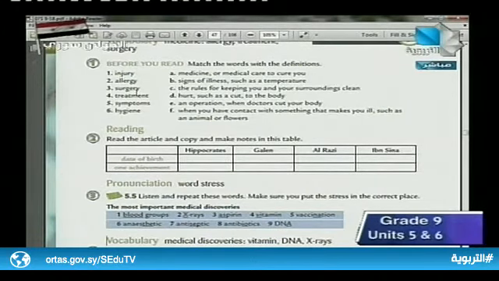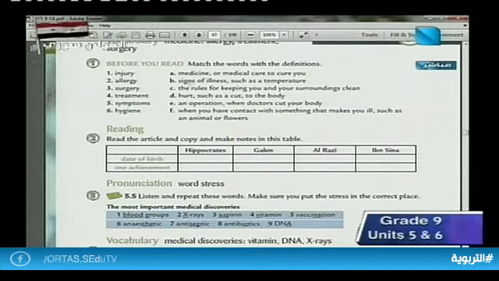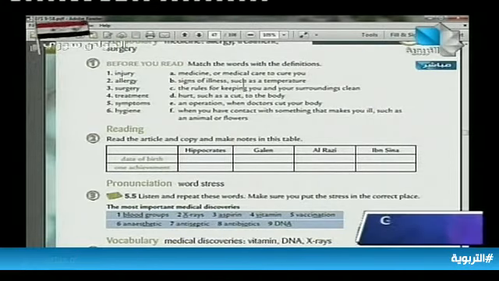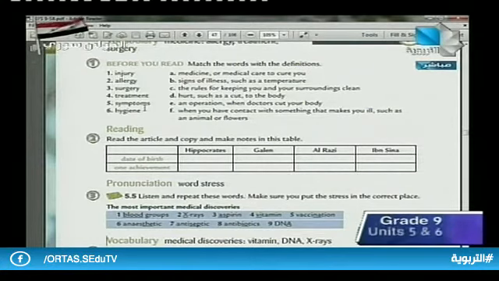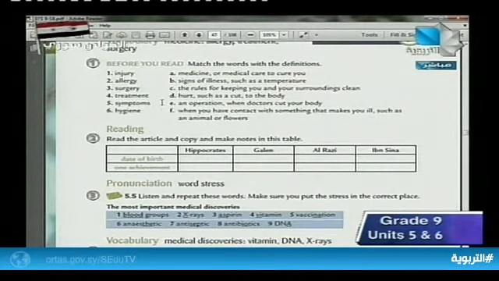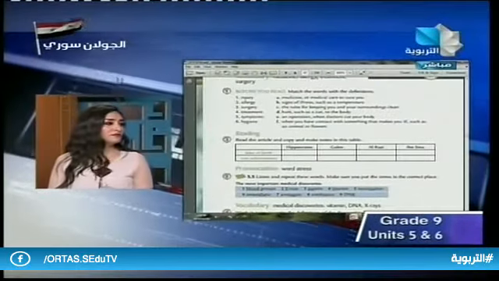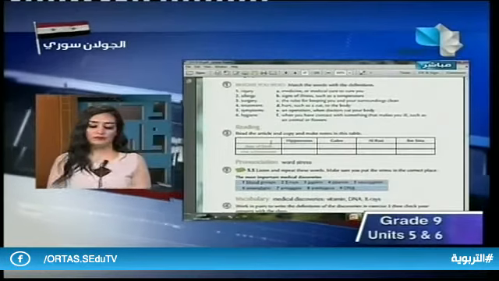Surgery, an operation when doctors cut your body. Treatment, medicine or medical care to cure you. Yes, to treat you, to cure you. Symptoms, signs of illness, such as a temperature. The last one, hygiene, the rules for keeping you and your surroundings clean. Yes, it is C. Thank you very much.